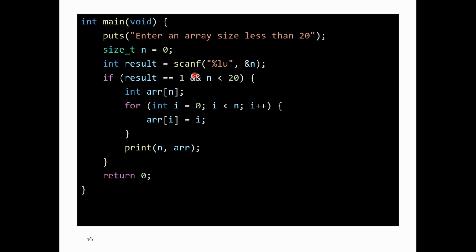Now here's my function main. In the function main, I'm going to ask whoever runs the program to enter the size for some array. I'm asking for something less than 20. It doesn't have to be less than 20. I just put in less than 20 here so that we didn't print out these huge arrays.